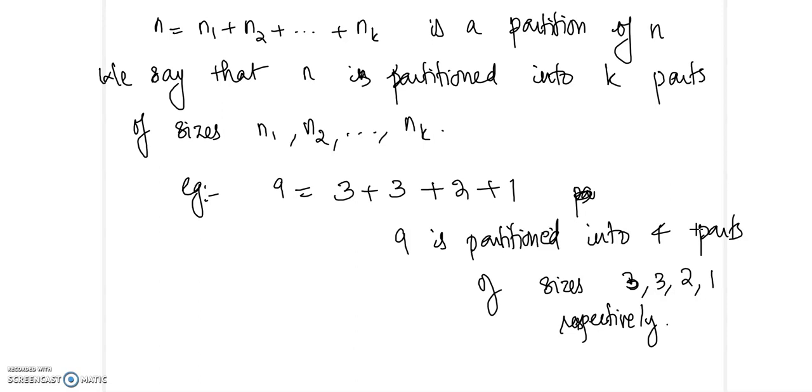Now, the number of partitions of n is equivalent to a way of distributing n objects to n boxes. Empty boxes are allowed. So we have n objects, and we distribute the n objects into n identical boxes, and some of the boxes can be empty. So that's how we can look at partition in another way.